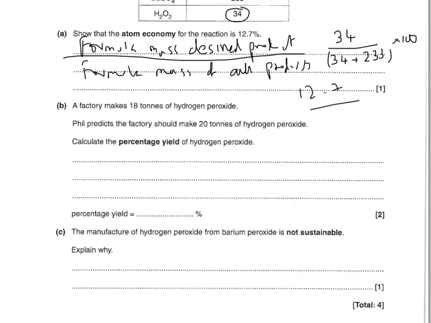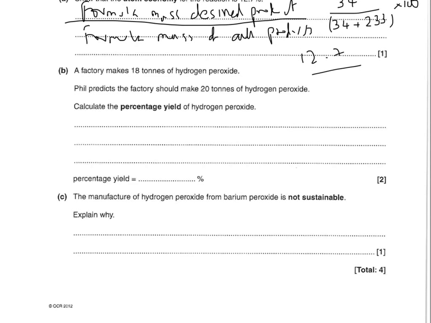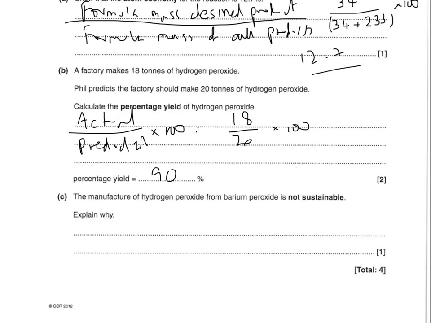Then it says a factory makes 18 tonnes of hydrogen peroxide. Phil predicts the factory should make 20 tonnes of hydrogen peroxide. Calculate the percentage yield. So percentage yield is the actual yield over predicted yield times 100. So that equals 18 divided by 20 times 100, which equals 90%. And the manufacture of hydrogen peroxide from barium peroxide is not sustainable. Explain why. And that's because the atom economy is too low. If the atom economy is that low, then this is not a sustainable reaction.